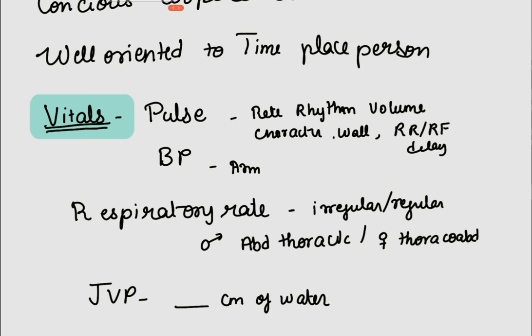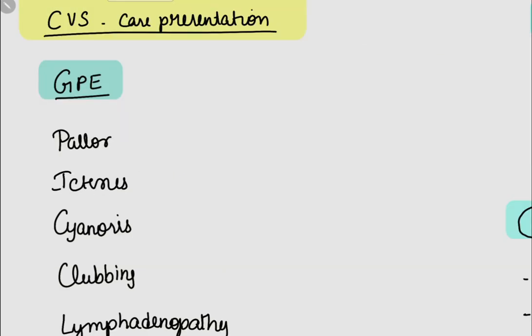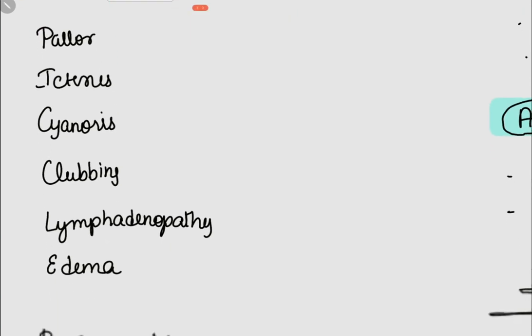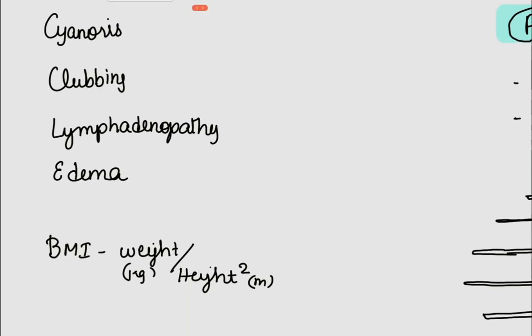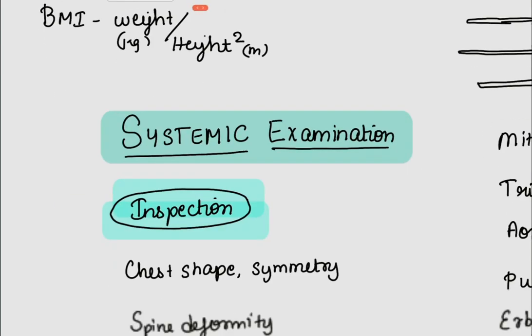Then we have respiratory rate, irregular, regular, if it was abdominothoracic or thoracic abdomen. Then calculate JVP without fail when you have a CVS case. Then general physical examination: pallor, icterus, cyanosis, clubbing, lymphadenopathy, and edema. Take weight, height, calculate BMI.